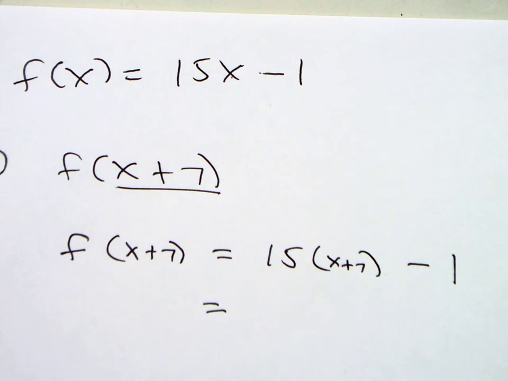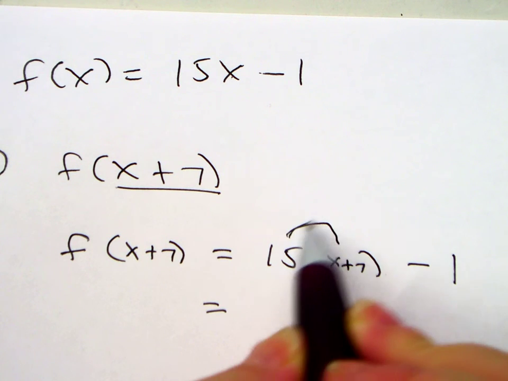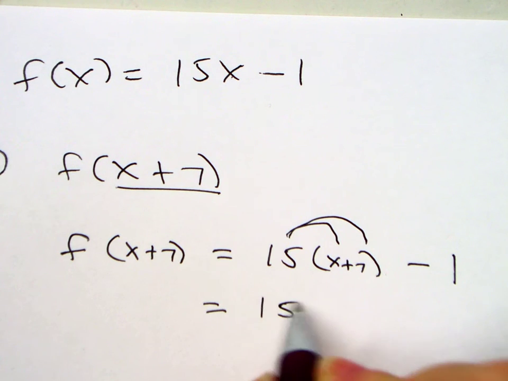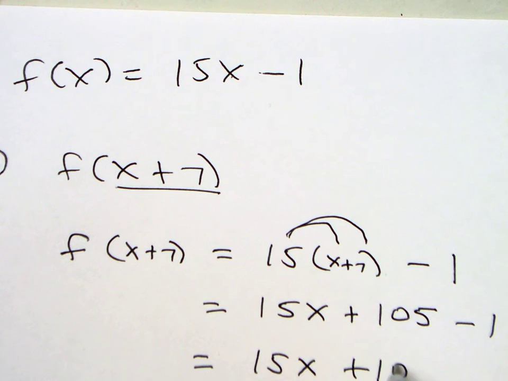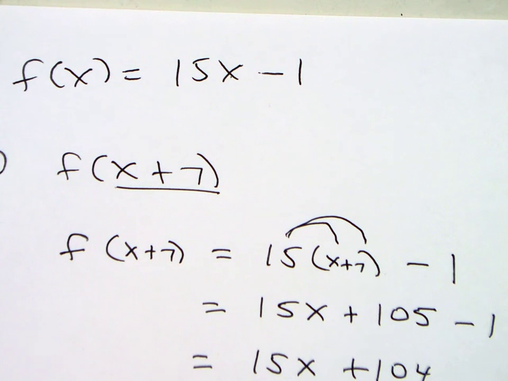Now what am I able to do? I can simplify. I can distribute. 15x plus 105 minus 1. 15x plus 104. And that's your answer. Just replacing our x. Number 8, f of -x.